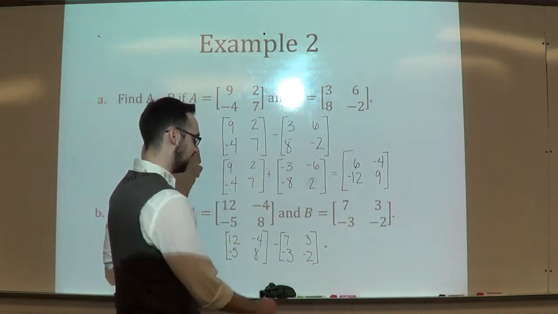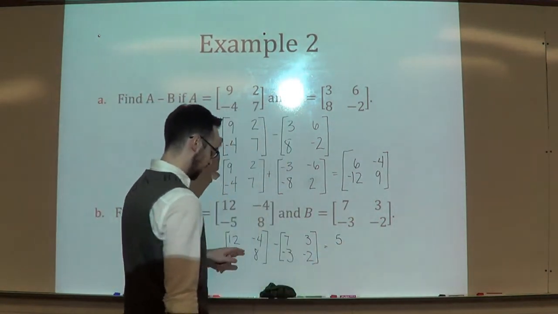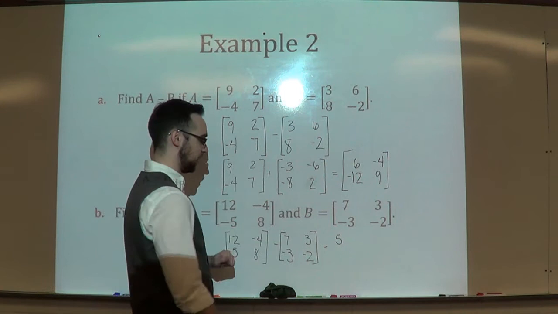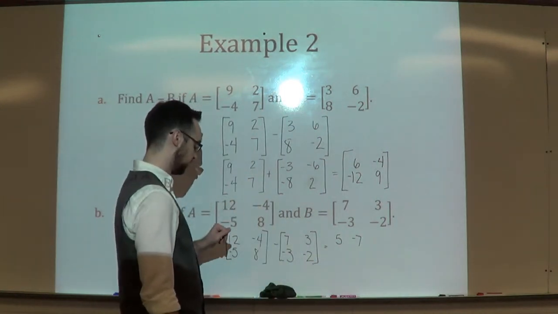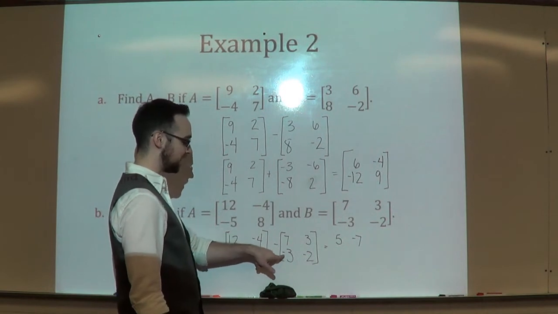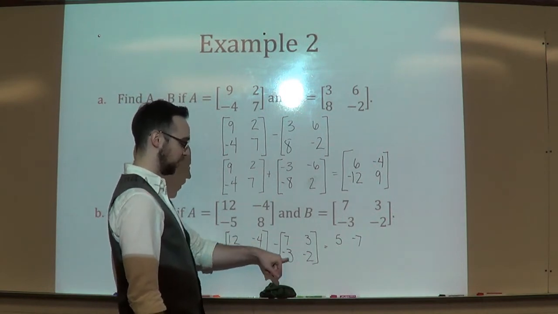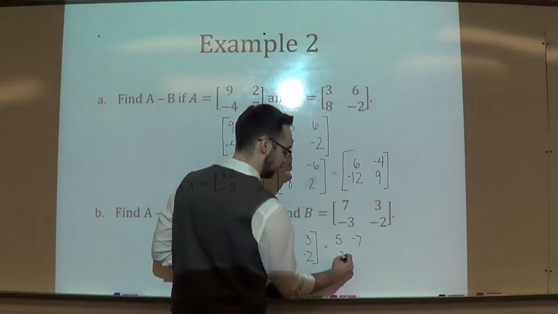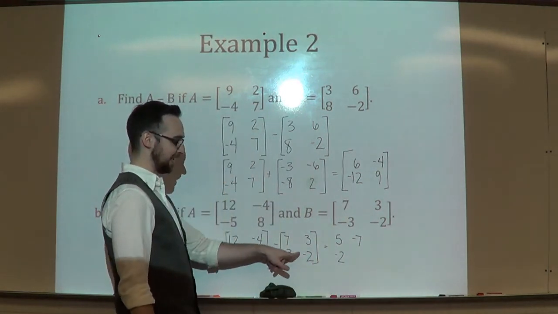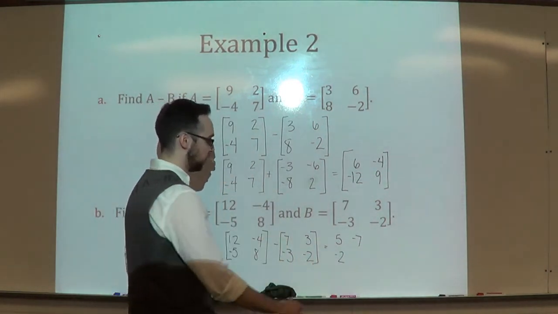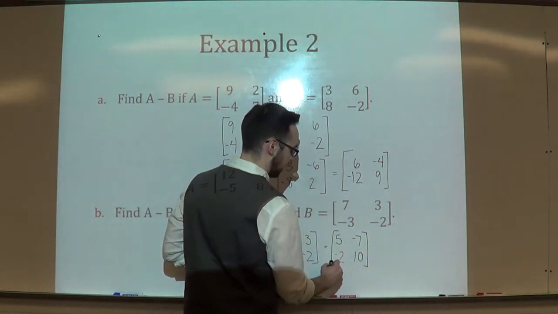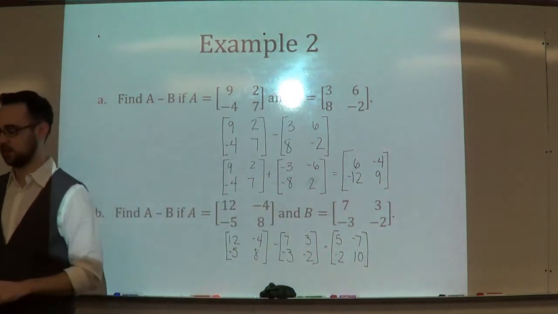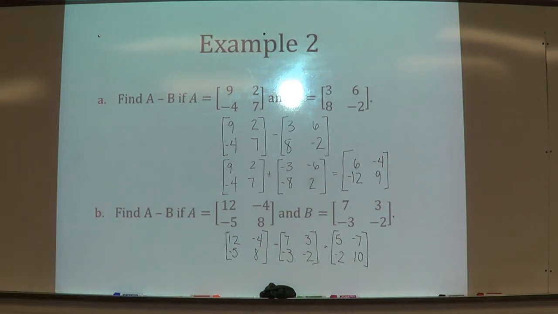12 minus 7 is a +5. -4 minus 3 is -7, because you have two negatives. -5 minus a -3 becomes -5 plus 3, which is a -2, and then 8 minus a -2 is really 8 plus 2, which becomes a +10. Again, be careful with those negatives, please, if you choose to do it this way.